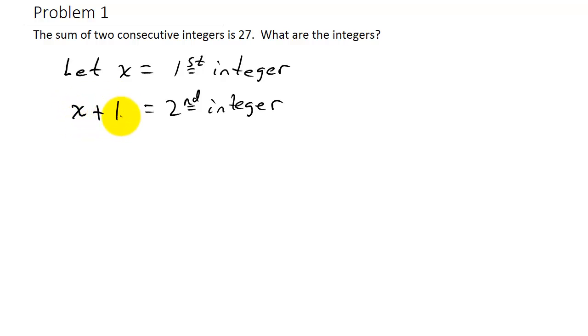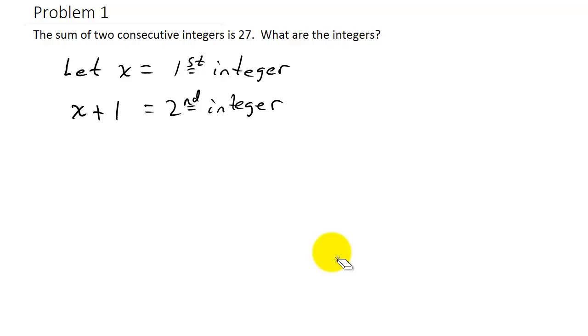X plus 1. Okay, so let's look and see how we got this x plus 1. So let's suppose I have these integers here, and let's just suppose that the 3 is my first integer. Well, the next integer is what? 4? Well, how do we get the 4? Well, that's this integer, the first one, plus what? 1. And so it's the first integer plus 1. Okay. Alright.